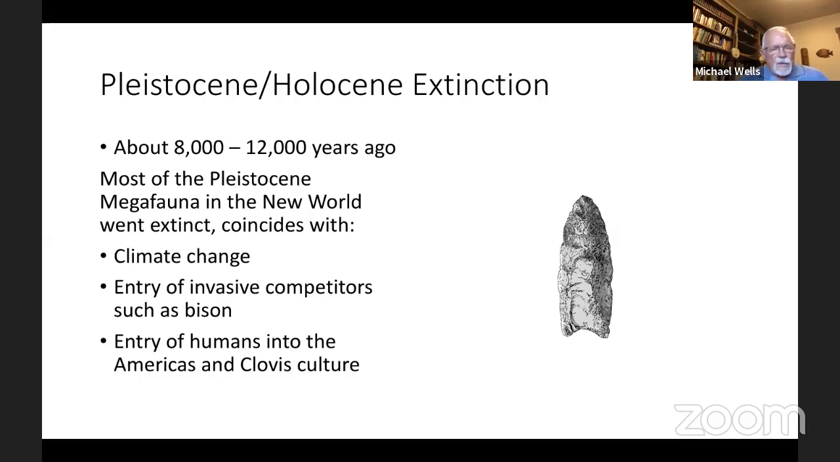And then also was the entry of humans into the Americas and the development of Clovis culture. As human beings entered North America, they developed a culture that we call Clovis culture that is typified by large projectile points. And when we say large, we mean pretty large. And in many archaeological finds, these large projectile points are associated with the remains of large mammals that are being killed. So probably the combination of these 3 things, climate change, invasive competitors, and the overhunting by humans, contributed to the extinction of these large mammals.